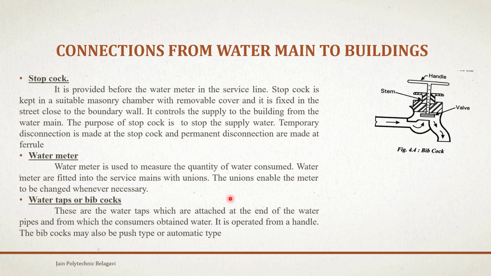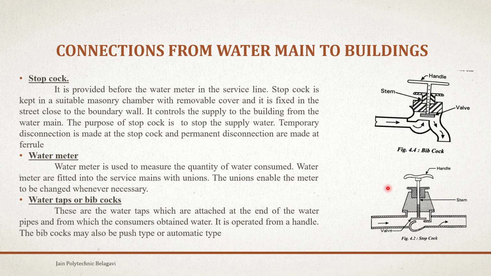It is one type of bibcock where we have a handle which is a rotating type, and we have a stem and the valve. The arrow mark shows how the water enters. If we rotate in clockwise, it gets stuck and the water stops coming out through the outlet, and if we rotate this anti-clockwise, the water starts flowing.